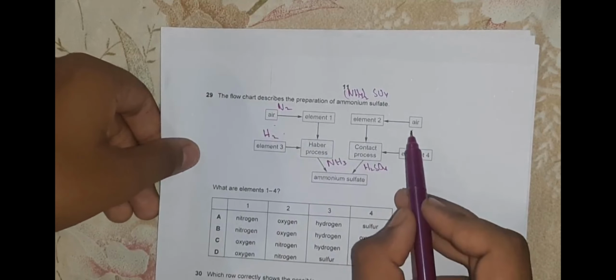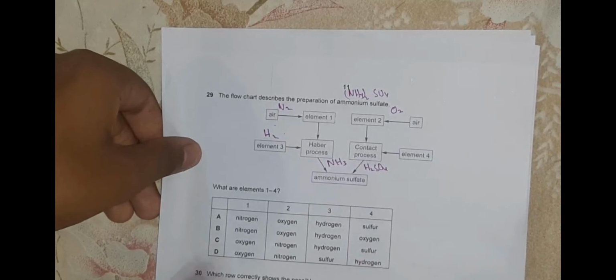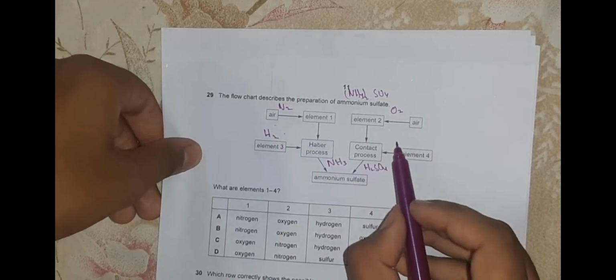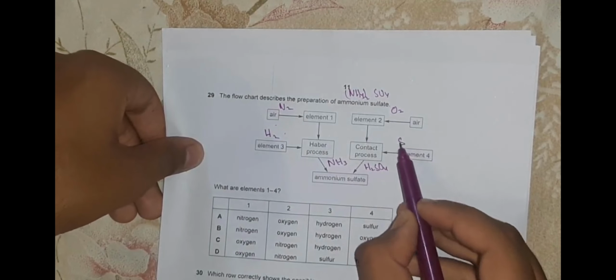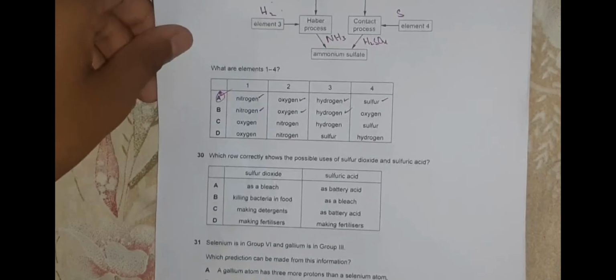sulfuric acid. So from air we will get oxygen gas, and element 4 we have to get is sulfur. Contact process, and these things will be produced. So just see in the sequence, just match the elements. So 1 is nitrogen, 2 is oxygen, 3 is hydrogen, 4 is sulfur. A is the correct answer.